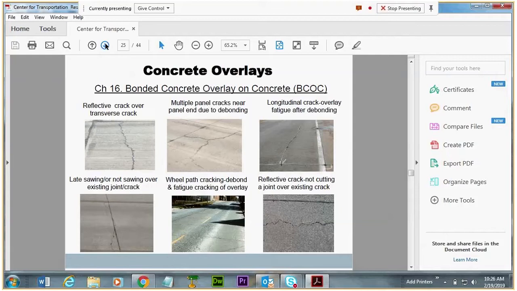So you'll see a little bit less on the BCOC, bonded concrete over concrete. You see some reflective cracking, obviously, because it's bonded to the concrete. And as you move to the right, the multi-panel cracks near the panel's end due to some debonding, longitudinal cracking due to fatigue after debonding, late sawing, which we all face with all kinds of pavements, wheel path cracking, mainly that's fatigue cracking, and then reflective cracks, not cutting the joint over the existing cracks, it's not lining the joints up. Next slide.